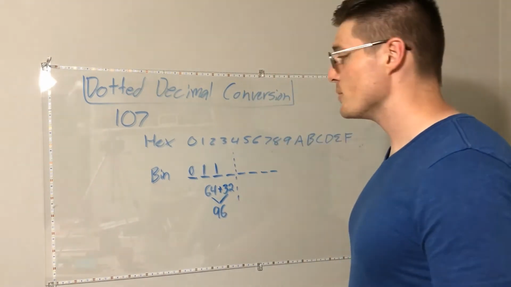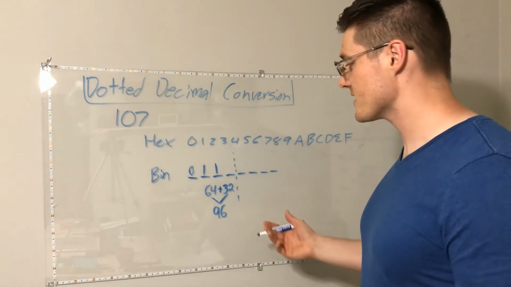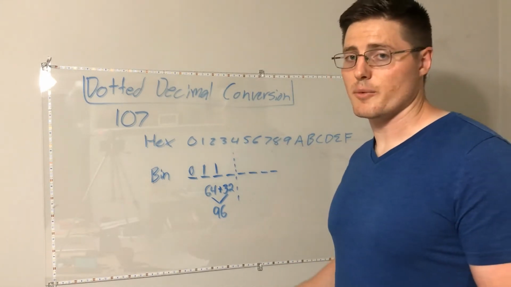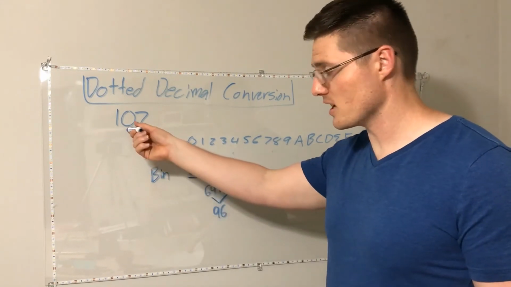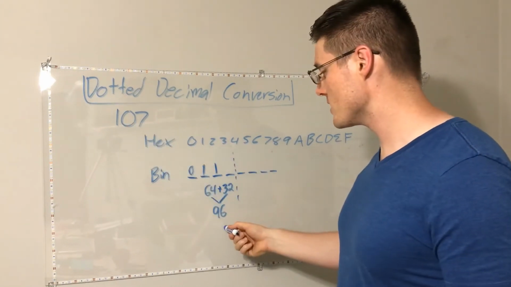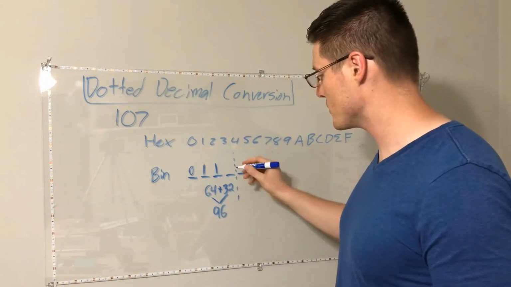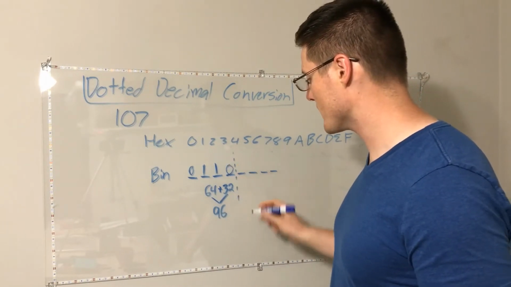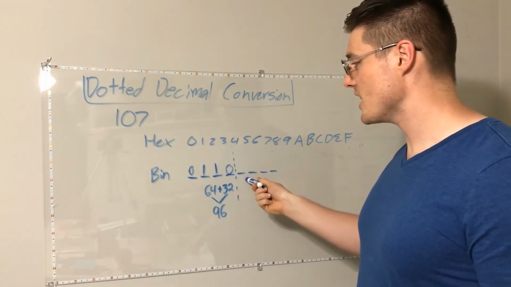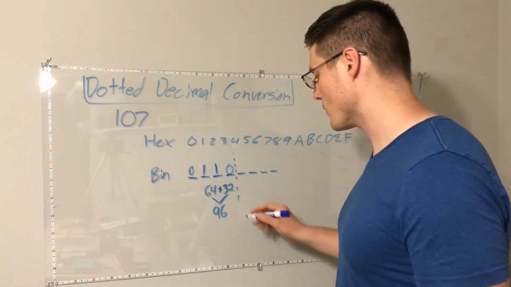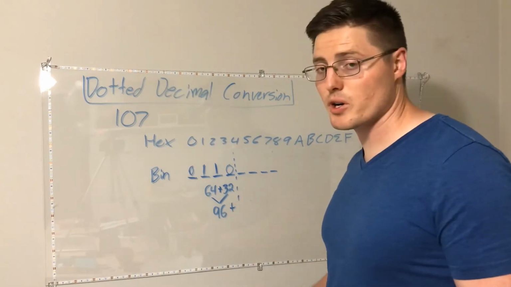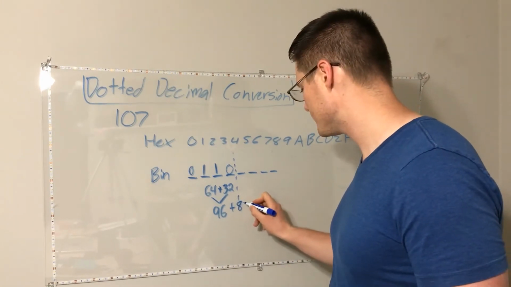Our next slot is going to be 16. If we add 16 to this, it's going to be 112, which is too much, and we're looking to get 107. So you can skip it and put a 0 there. Our next one is going to be 8. 8 plus 96 is going to be 104. That's less than 107, so we can use it.